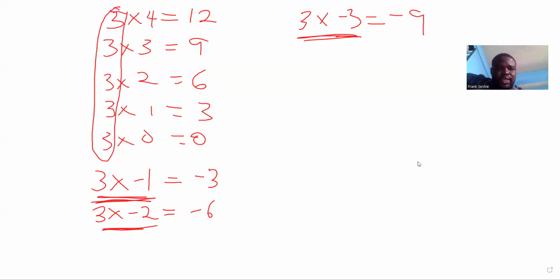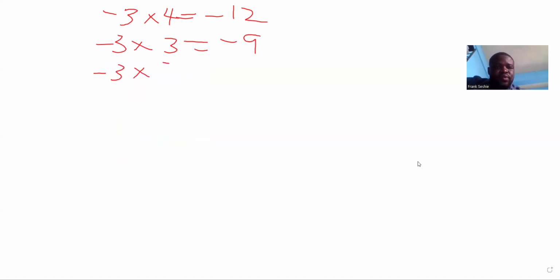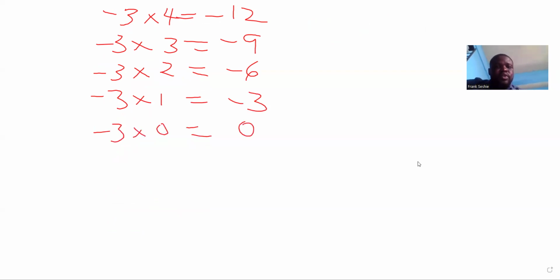So we can take another one where we have negative 3 times 4. You know our answer will be negative 12. Negative 3 times 3, our answer will be negative 9. Negative 3 times 2, our answer will be negative 6. Negative 3 times 1, our answer will be negative 3. Negative 3 times 0, our answer will be 0.